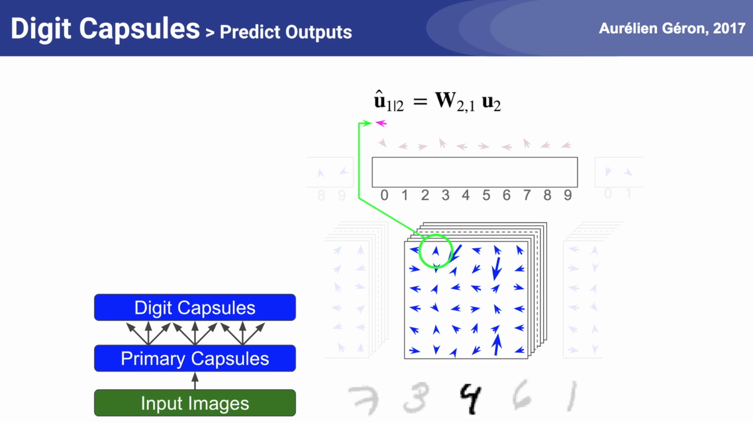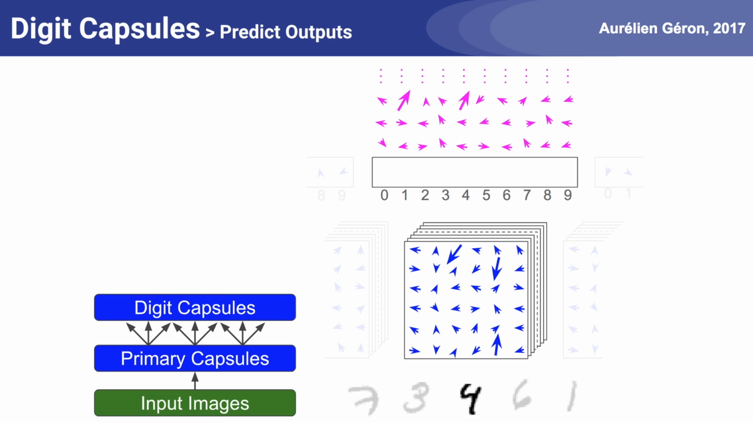Then we move on to the second primary capsule, and we use its output to predict the output of the first digit capsule, and so on for all the digit capsules. Then we move on to the third primary capsule, we make 10 predictions, and so on. You get the picture. There are 1,152 primary capsules, 6 by 6 by 32, and 10 digit capsules, so we end up with 11,520 predicted output vectors.